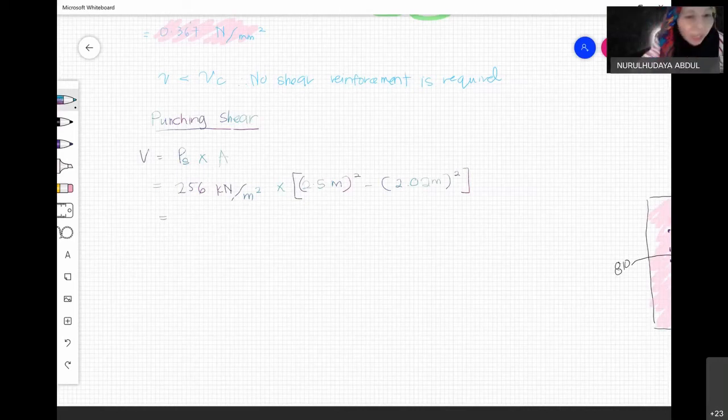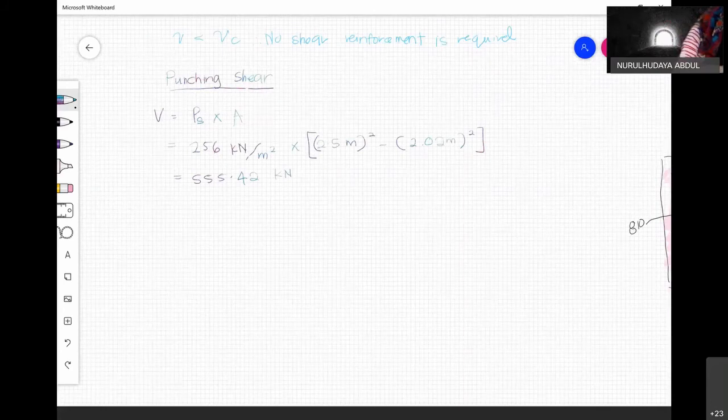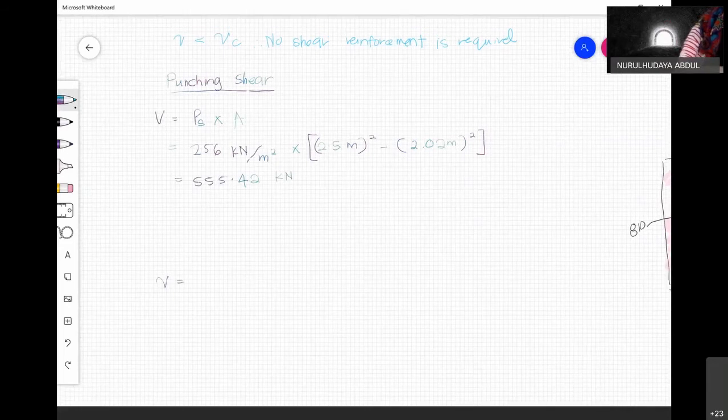5.42. Okay, so thank you. 555.42 kilonewton. Okay, and then kita kena kira dia punya shear stress. So shear stress equal to, you know it is shear force divide by, okay, kat sini ada lain sikit, formula dia tak sama, bukan bagi BD, dia bagi dengan perimeter ataupun budak-budak millennial panggil circumference.